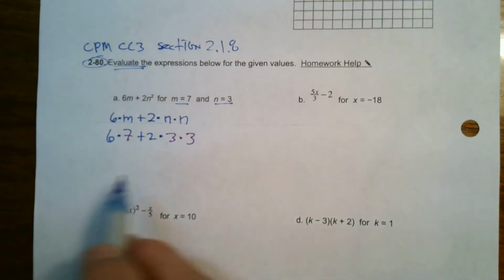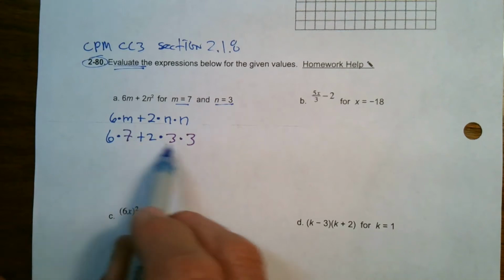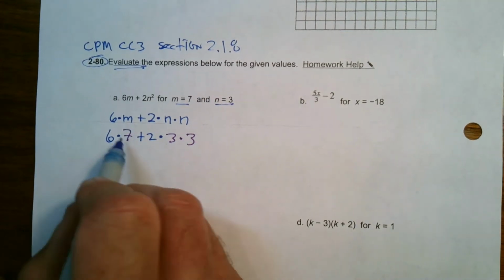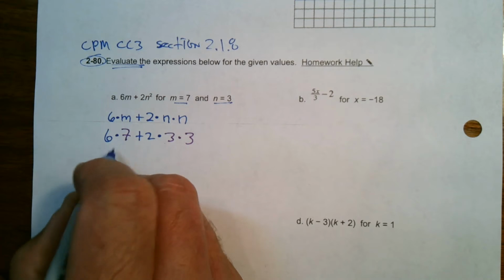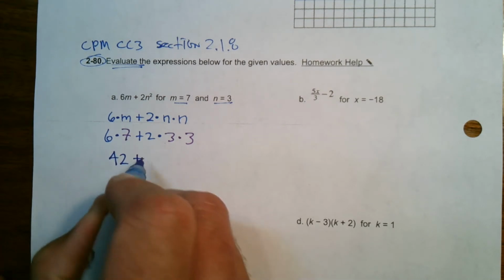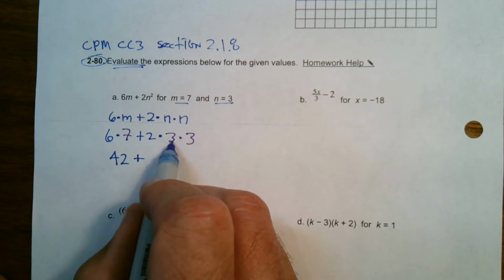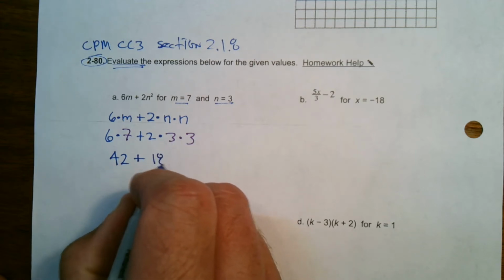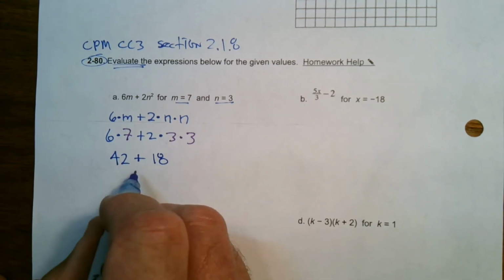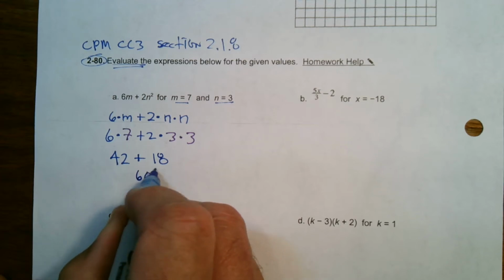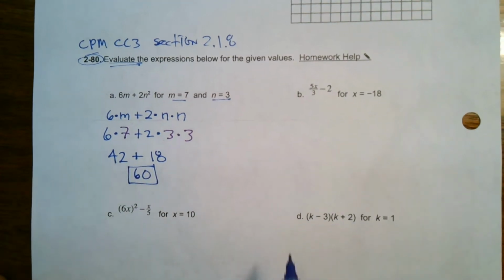So order of operations at this point. I don't do addition first. I do my multiplication. Multiply from left to right. So 6 times 7 is 42. Keep the addition there. And then it's 2 times 3 times 3. Right? 2 times 3 is 6. Times 3 again is 18. So now 42 plus 18 is 60. So the value of A is 60. Okay.